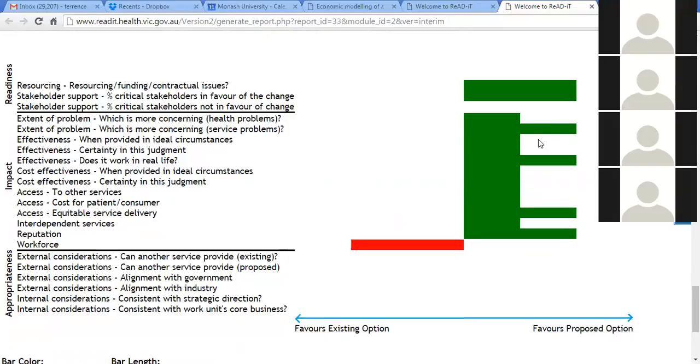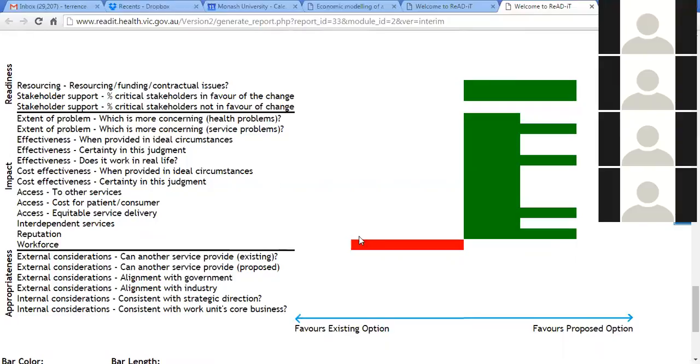If you see an orange bar, that would indicate an indeterminate answer, so it's not quite sure whether it's in favour of the existing option or the proposed option. With this particular model of the ReAD-iT, because getting change in resources is so difficult, where there is no harm in making the change, that will usually appear as a small green bar in this output. So this has been developed so that we can identify in a very quick and simple way what the overall decision looks like and whether there are things in favour or not of the decision.